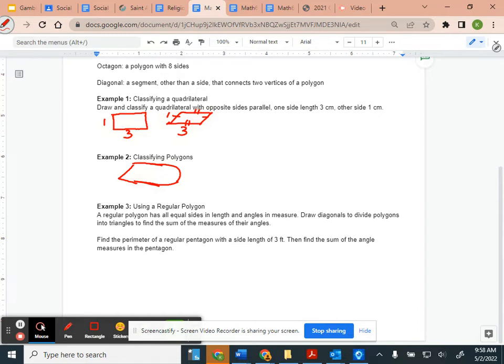Why not? It doesn't have a side. Well, it's got a side here, but it's got that curve. Oh, yeah. And remember, a polygon can't have curves. It has to be connected at endpoints. That's not connected at an endpoint. There's a curve to it. So it is not a polygon.